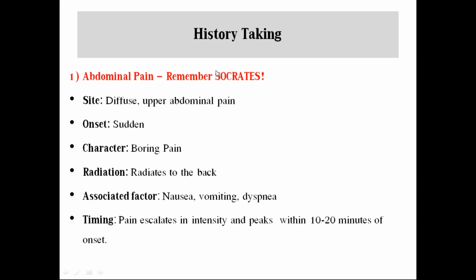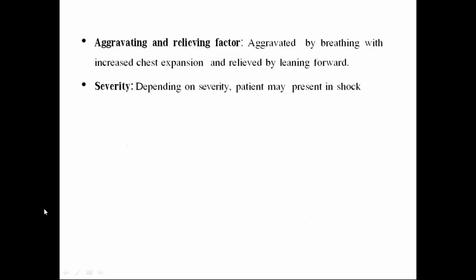This mnemonic, SOCRATES, you might have come across in clinical presentations in the ward. S means site. In pancreatitis, it is most commonly severe pain in the upper abdomen. O means onset. Onset is sudden. Character is a boring type of pain. R means radiation. The pain is located in the epigastrium and radiates to the back. Associated factors could be nausea and vomiting. Timing: pain escalates within 10 to 20 minutes of the onset.